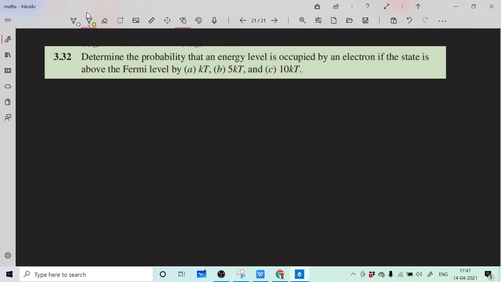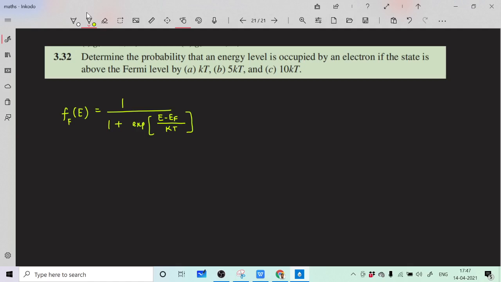Okay, for this we need the Fermi-Dirac distribution function, which is given as 1 over 1 plus exponential (E minus EF) the whole divided by kT. Okay, this is our formula for the probability distribution, the Fermi-Dirac distribution. So we will be substituting E minus EF is equal to kT.